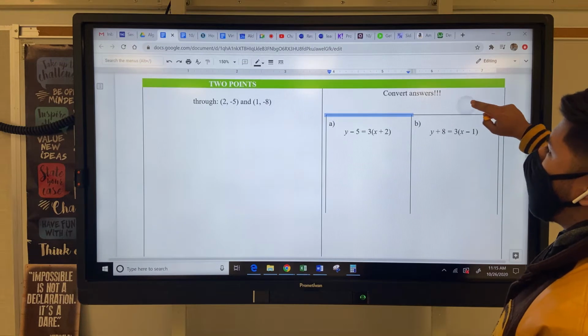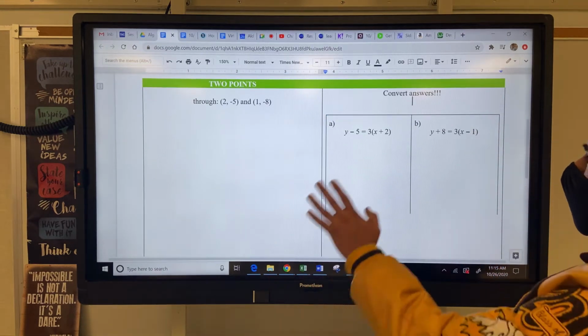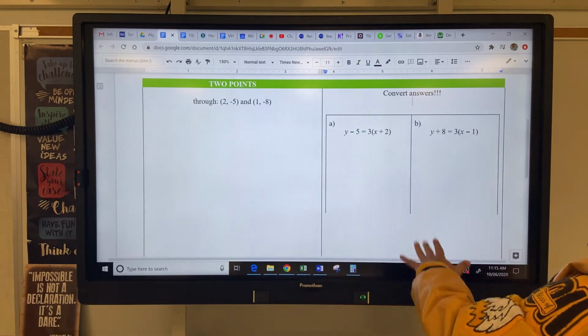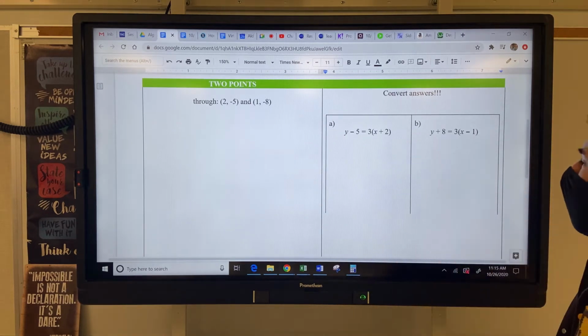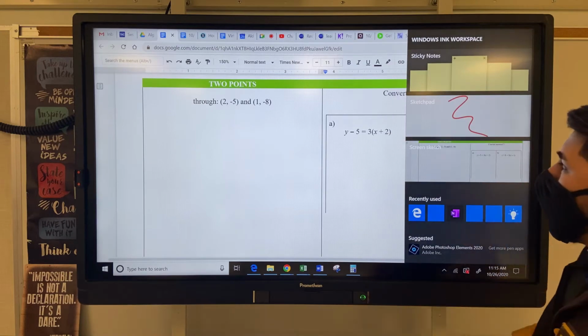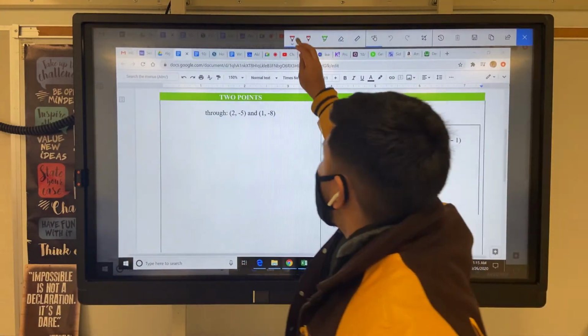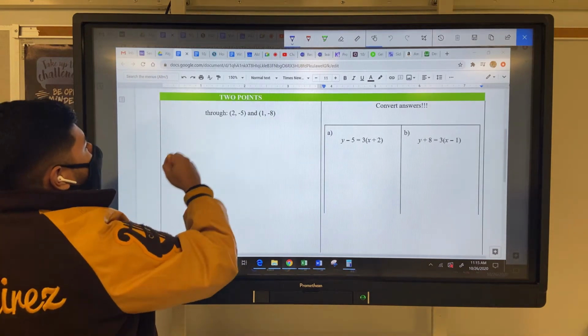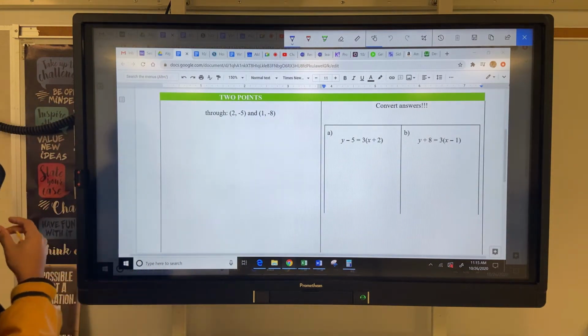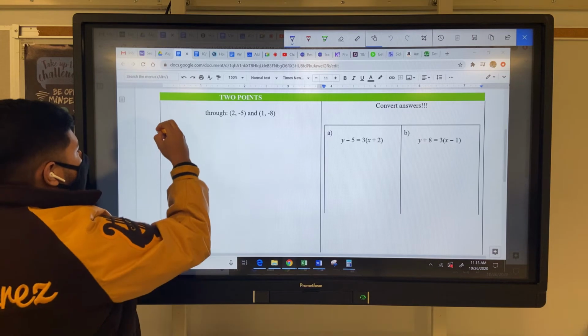First example is with 2 points. Went ahead and did the format a little different this time, so it's a lot easier to see. Work it out, then we convert these and go back. All right. So of course, with 2 points, we need to find the slope, and then work it out with y equals mx plus b. So let's do the slope.